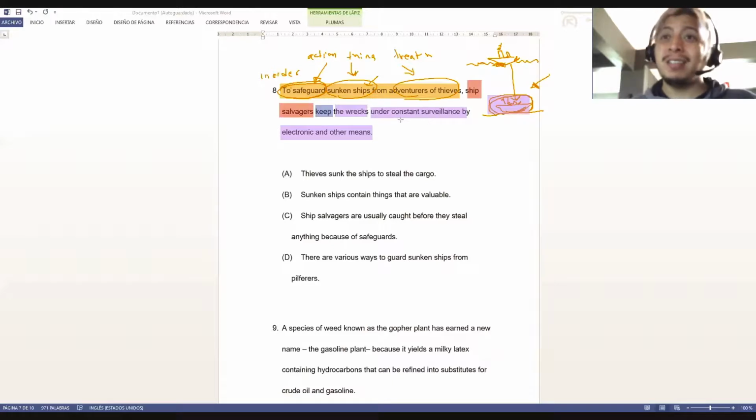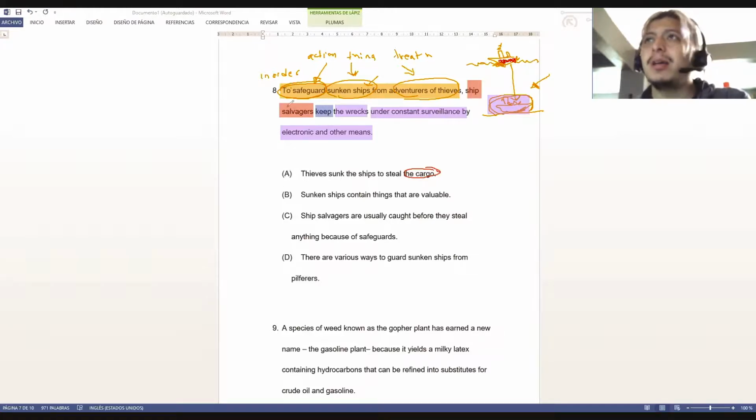Maybe they are just physically there on a ship. I don't know, but they have multiple different means. Maybe they have barbed wire or something around them. I'm not really sure, so they don't say exactly what they do. But thieves sunk the ship to steal the cargo. The cargo is the things that the ship contains. If the ship has a lot of cars, the cars are the cargo. If the ship is moving oil or petrol, that is the cargo of the ship.